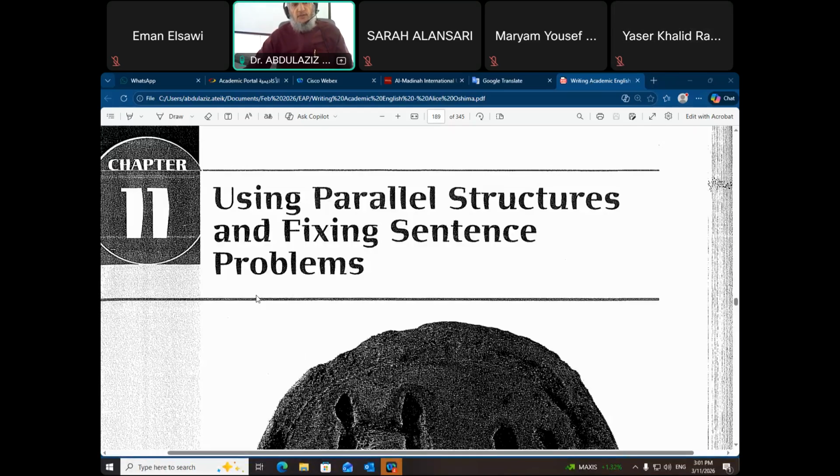Today, inshallah, we'll have chapter 11 and 12, using parallel structures and fixing sentence problems. So we will have parallel structures and sentence problems. Okay, this is a very easy one. When we talk about parallel, it's like these two lines.